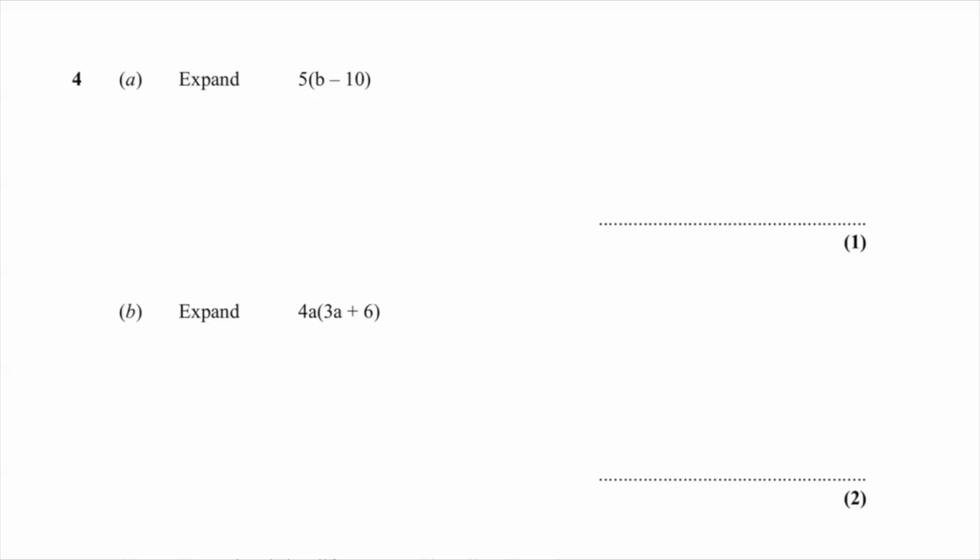You will be multiplying everything inside the bracket by 5. So 5 times b is 5b, and then 5 times negative 10 would be negative 50. And it's as simple as that.